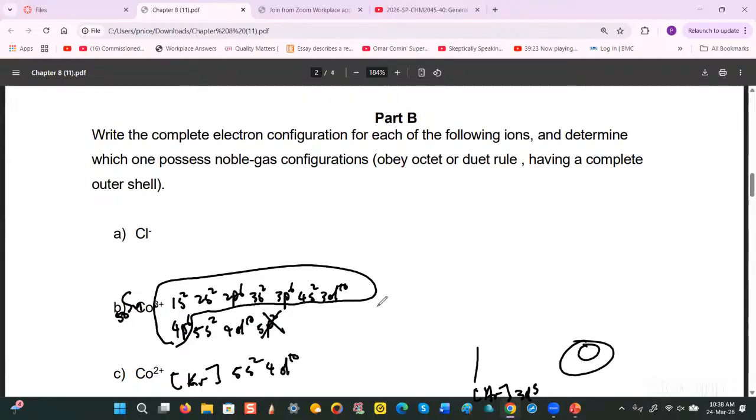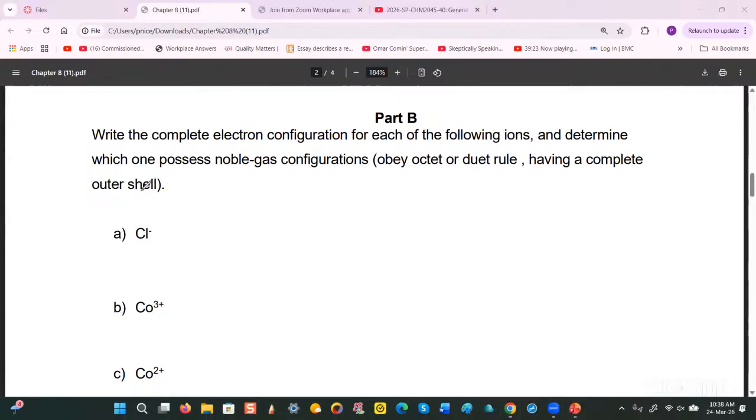Okay, so this question is asking you to write the complete, not abbreviated, electron configuration of each of the following ions and determine which one possesses the noble gas configuration. In other words, if it obeys the octet rule or the duet rule, depending on whether you have 8 electrons or 2 electrons in the shell. So, how will you tackle the first one?